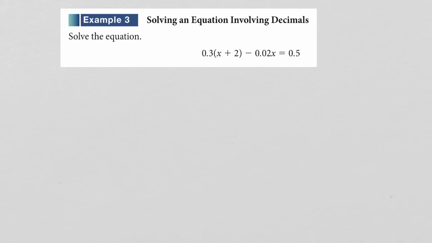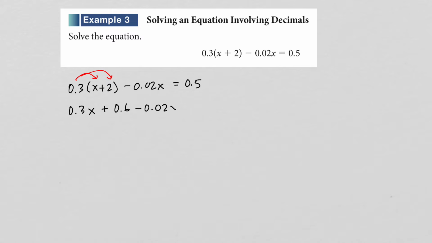In our next example, we look at solving an equation involving decimals. Now, really, there's no difference in solving this equation, but you do have a couple of options. So the first option for solving this equation is to simply do it as we did the previous examples. So I'll start by distributing here, and you might want to use a calculator. 0.3 times x is 0.3x, plus 0.3 times 2 is 0.6, and then we have minus 0.02x equals 0.5.